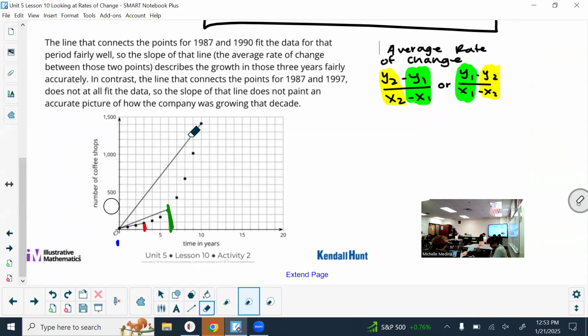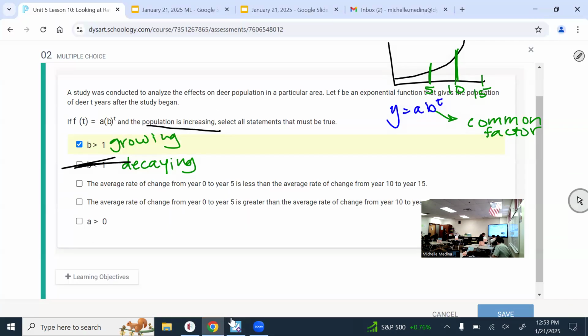Because there's no turning point, it's either constantly increasing or constantly decreasing. It'll get steeper the more you go to the right versus at the beginning where it's less. So I would say that this is true then. The average rate of change should be less here than compared to year 10 to 15.